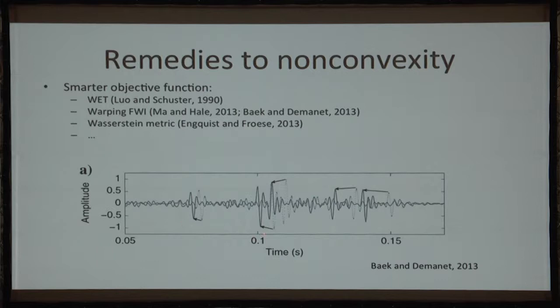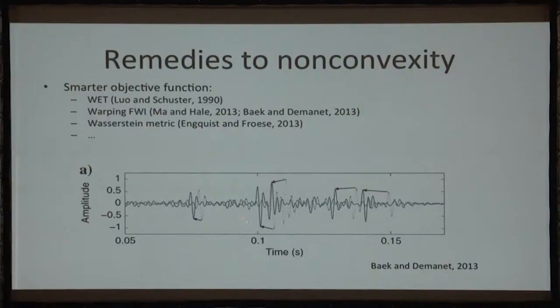If we use the simple subtraction objective function, this will not give us a good measure. But if we use warping techniques or these different metrics, we might have a chance to move the model trace closer to the recorded trace. However, these techniques work best for a limited number of arrivals, and they also suffer from local minima and so on. And computation of the Wasserstein metric is very computationally expensive.